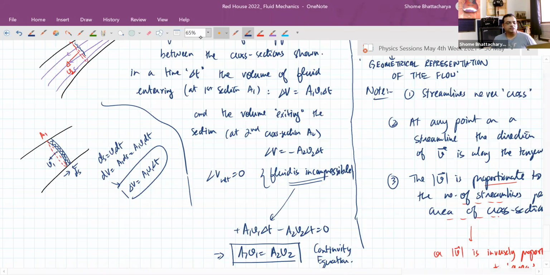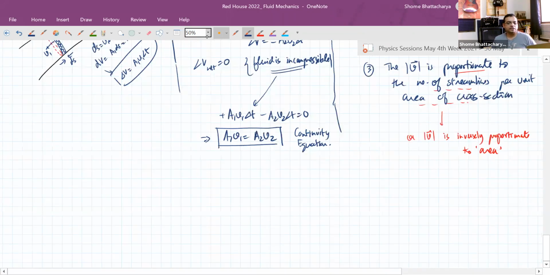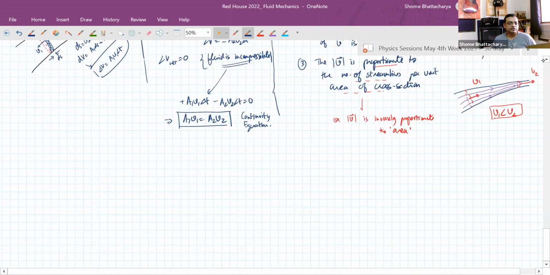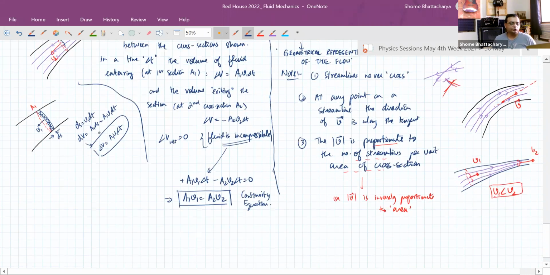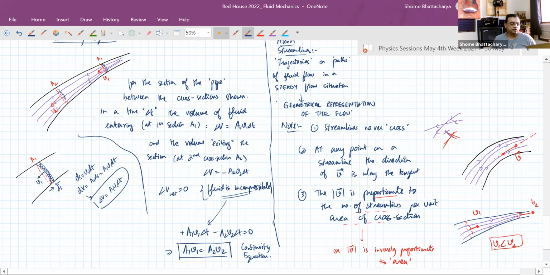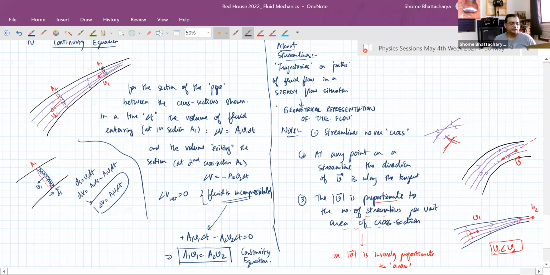Since the two cross sections can be selected arbitrarily, we can take any two cross sections at any two points and write this equation A1 V1 equal to A2 V2 between them. So this becomes a general equation for any two points in a streamline motion. If the cross sectional area at one point is A1 and the cross sectional area at another point in the streamline is A2, then the product of area into velocity at one cross section should be equal to the product of area into velocity at the other cross section. So this is true for all pairs of points in a streamline motion.